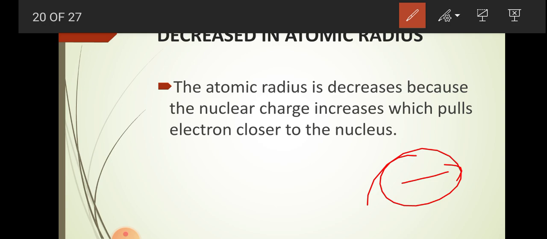हमारे पास nuclear charge increase हो रहा है. ठीक है, the attraction between the nucleus and the outermost electron increases. ठीक है, attraction इन दोनों की क्या हो रही है, increase हो रही है. So the atomic radius decreases, which pulls the electrons closer to the nucleus. So when the atomic radius decreases, the nuclear charge increases, and the nucleus pulls the electrons closer towards it.